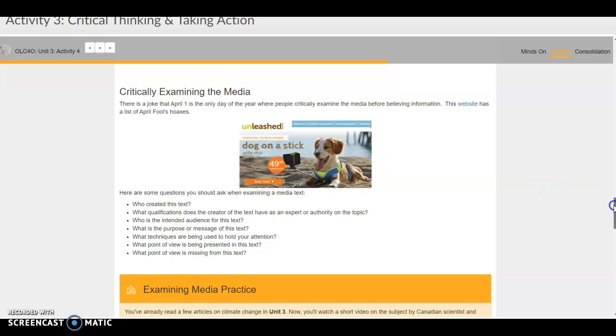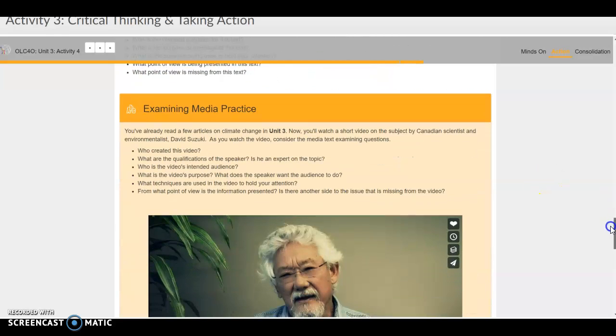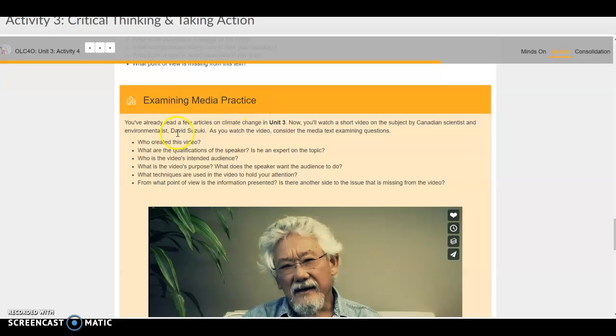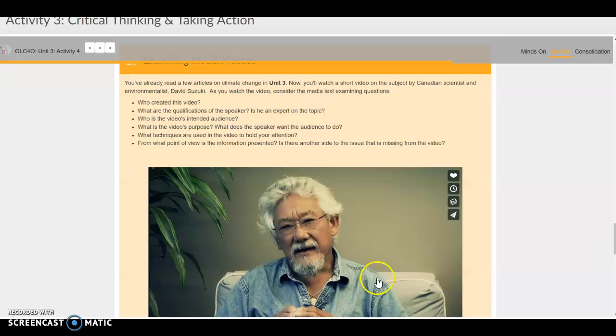And so we're going to practice that. And we're going to examine media. And in this case, we're going to examine a video. And this is a video clip with famous Canadian scientist David Suzuki. And he's going to give you a little bit of a discussion on climate change and the seriousness of climate change and the importance of doing something about it now before it is too late. And so I'd like you to watch this video clip here.